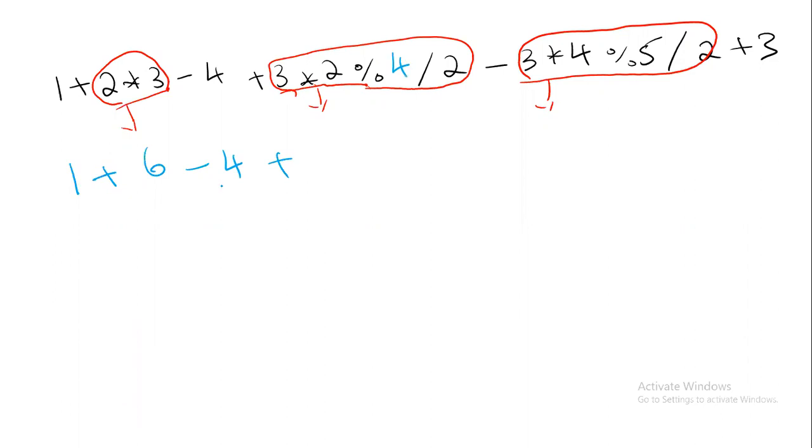Okay, so 3 into 2 is 6. What is 6 modulus 4? 2. 2 divided by 2? 1. So the answer is 1 here. Minus. Okay, so 3 into 4? 12. 12 modulus 5? 2. 2 divided by 2? 1 plus 3.